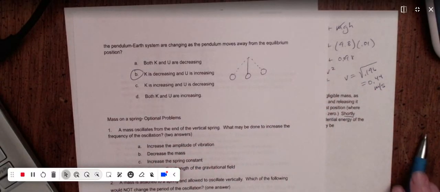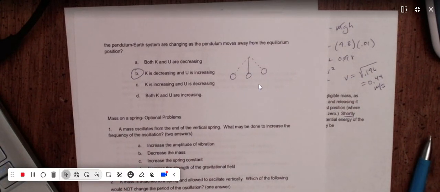Okay. And you should have seen that in the simulation. So, okay, that's all on pendulums.